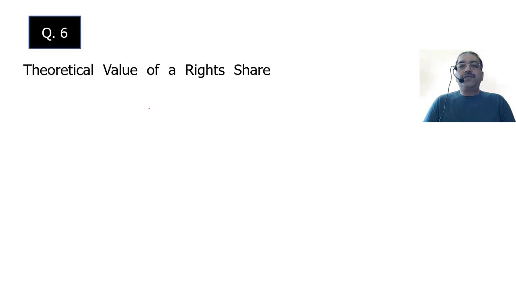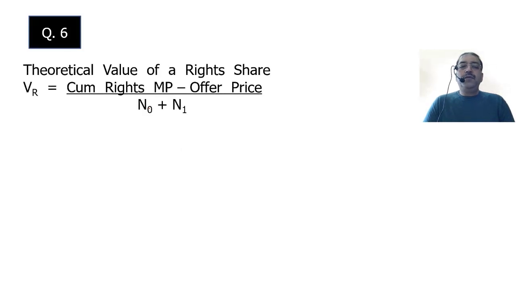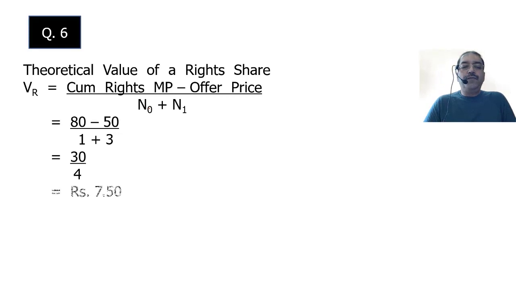Theoretical value of a rights share: cum-rights market price minus offer price, upon N0 plus N1. Cum-rights market price is 80, offer price is 50, N0 plus N1 is 1 plus 3. 30 divided by 4 is 7.5. That is the value of a right.